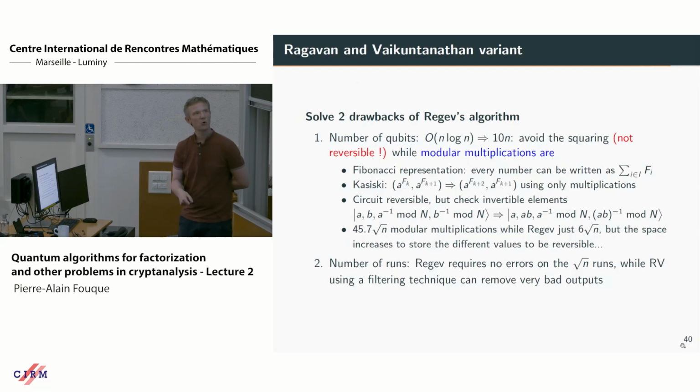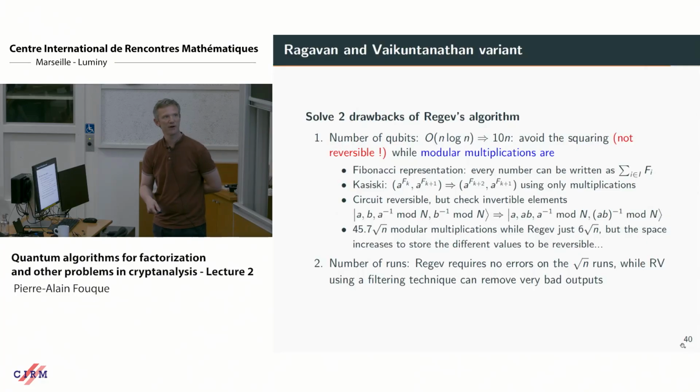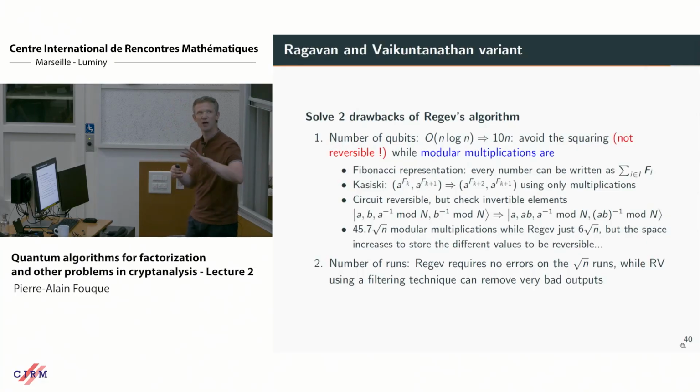Okay? And also, they have been able to improve the last step using a very trivial filtering operation where they can, in fact, remove some errors at some point. Okay? So in Regev's algorithm, all runs have to be without too much error. So the error has to be located around the right value. Here, if there is some error sometimes, there is a procedure to remove all the wrong errors. Okay, so this is a very helpful solution.